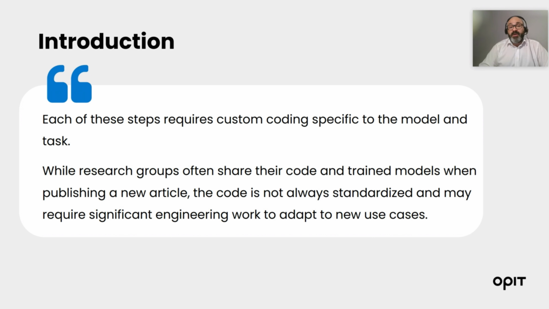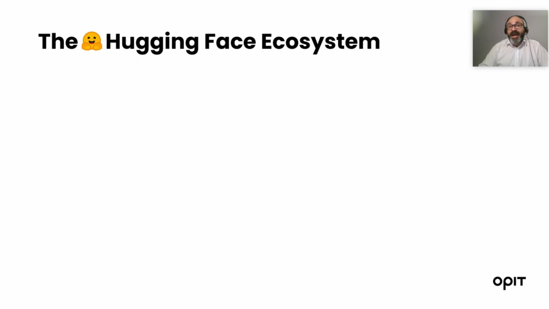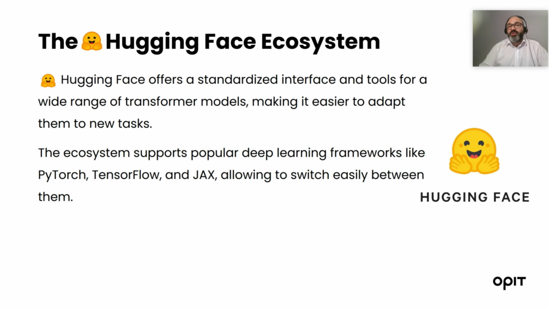And this is because while research groups share their code and trained models when they publish new articles, the code is not always in a standardized form, and it may require significant engineering work to adapt to new use cases. This is where the Hugging Face ecosystem really comes in handy. The Hugging Face ecosystem offers a standardized interface and tools for a wide range of transformer models, making it easier to adapt them to new tasks.